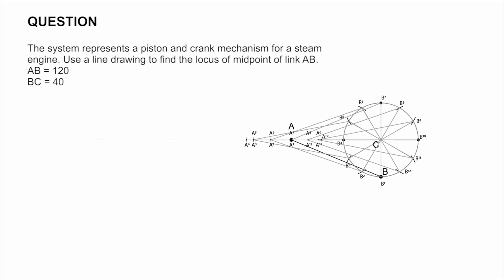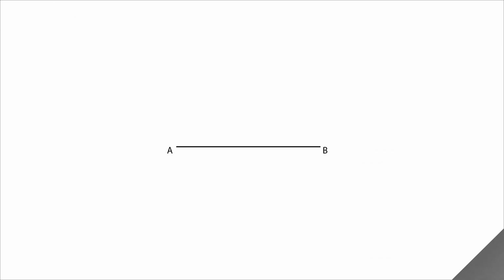Now, we will need to find the midpoint of AB. I don't want our work to look messy, therefore I will find the midpoint separately. The maximum distance moved by the piston is shown between A4 and A10 on the center line. Draw a line of 120 mm. It is obvious that the midpoint is at 60 mm, but I just wanted to do a quick recap on how to find the midpoint of a line.